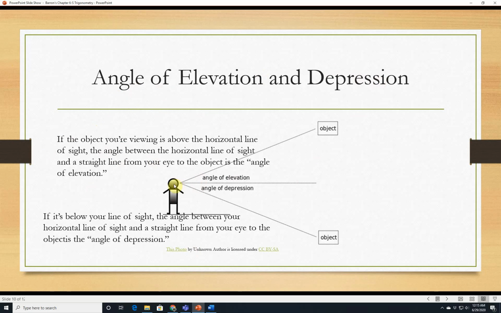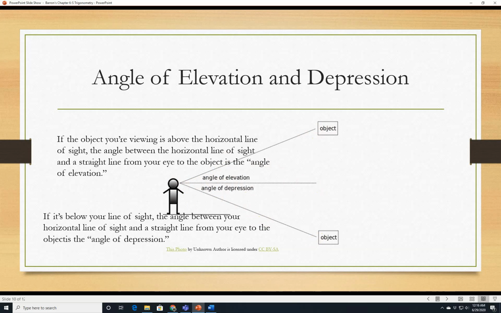Okay, angle of elevation, we have our little man here. He's going to be looking up at an object. This is the angle of elevation between his direct line of sight, if he were looking straight forward, to his line of sight when he's looking at the object. That's the angle of elevation. Angle of depression goes from his straightforward line of sight to the line of sight that allows him to look directly at an object that's below his straightforward line of sight.